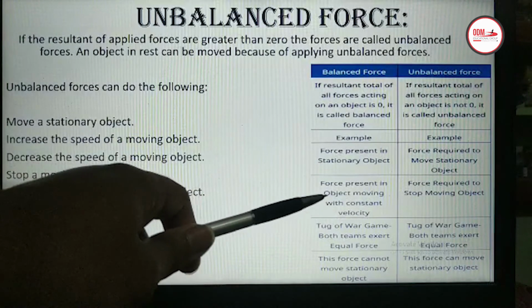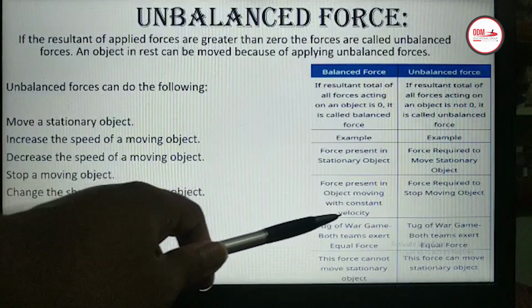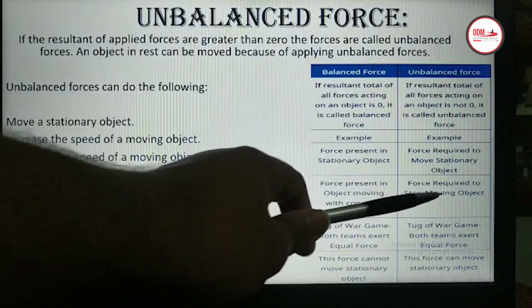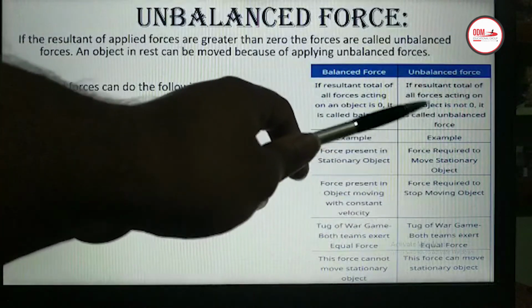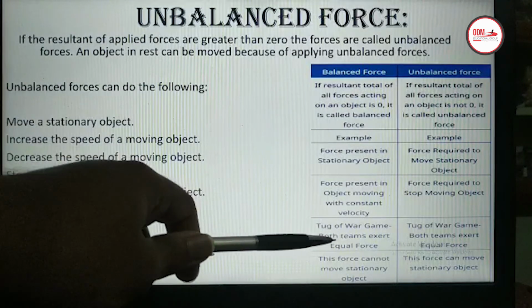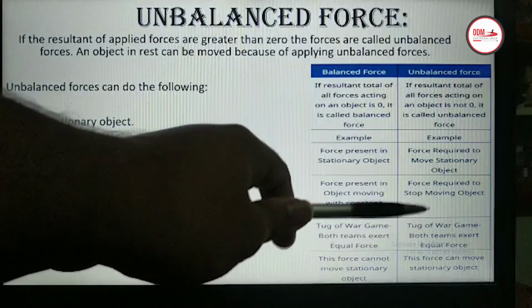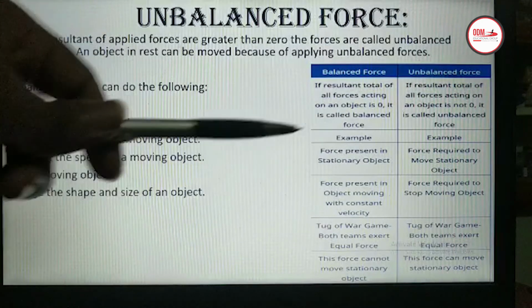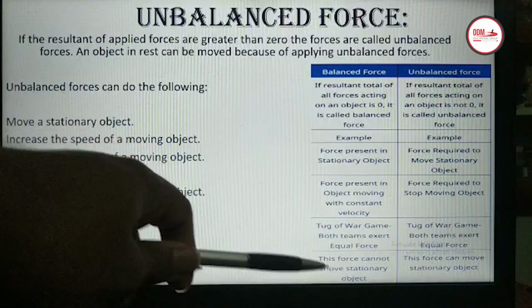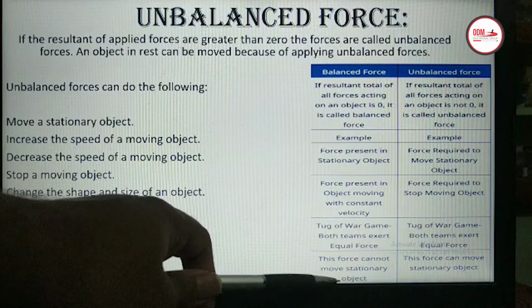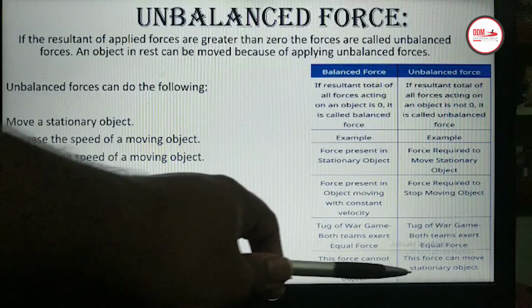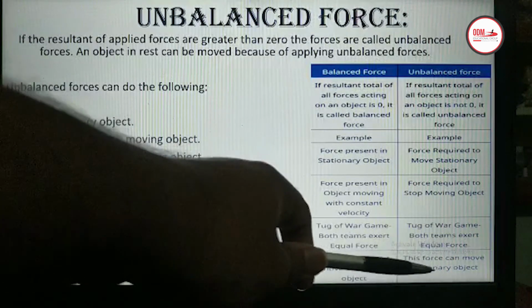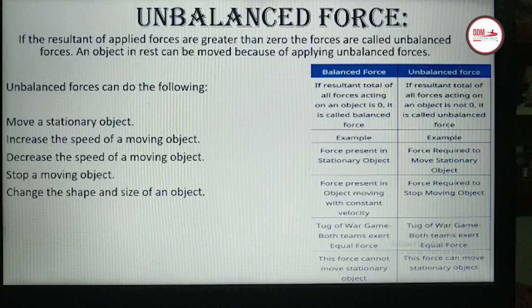Then the next one, the force present in an object moving with a constant velocity, the force required to stop a moving object, this one is unbalanced. Then for example, in tug of war, when both teams apply an equal amount of force, this is the equilibrium case, and this force cannot move a stationary object. I have already told you this force can move the stationary object, and this one is unbalanced. So this one is the differentiation between the balanced and unbalanced force.